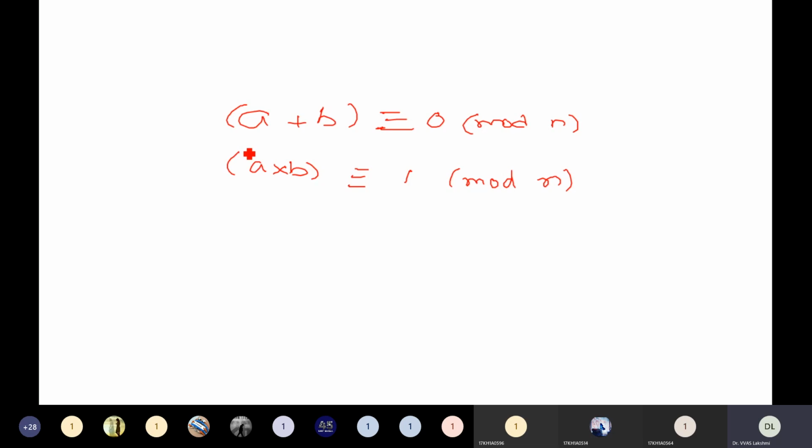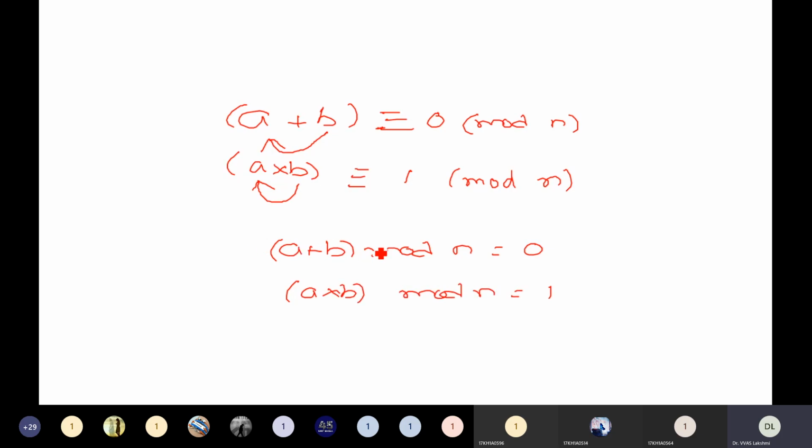Here b is the additive inverse of a. Here b is the multiplicative inverse of a. So how do we calculate? a plus b mod n should be equal to 0. In the same way, a into b mod n equal to 1. In those cases only, b is the additive inverse of a, and b is the multiplicative inverse of a. So this is the fundamental concept about additive inverse and multiplicative inverse.